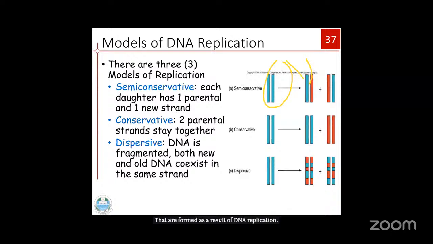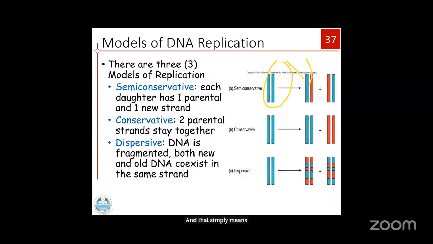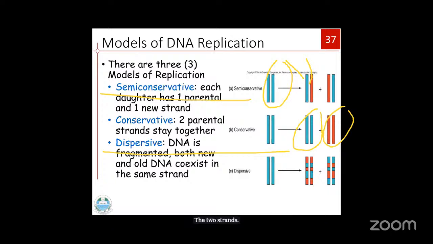Another model is the conservative model, and that simply means that the parental strand is conserved, right? So the two parental strands come together and you have the new daughter strands coming together. Don't forget, I said during DNA replication, the two strands of the DNA will separate, right? Don't forget they are joined together by nucleotides.